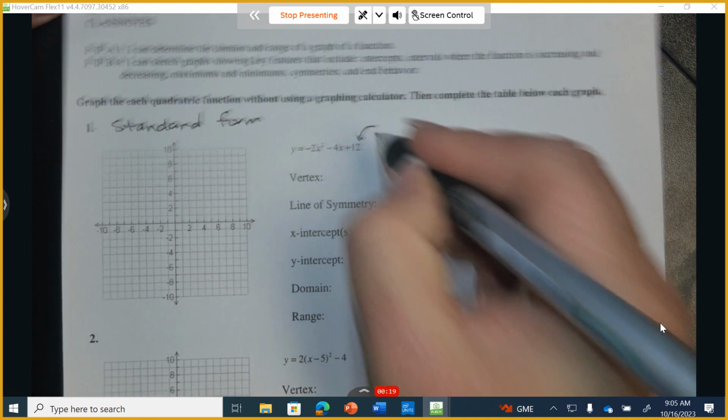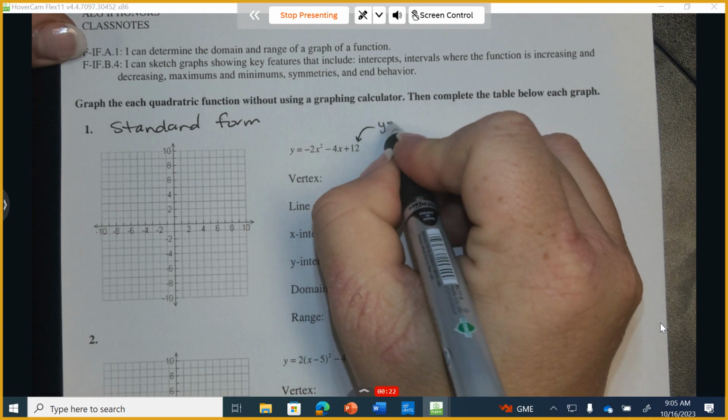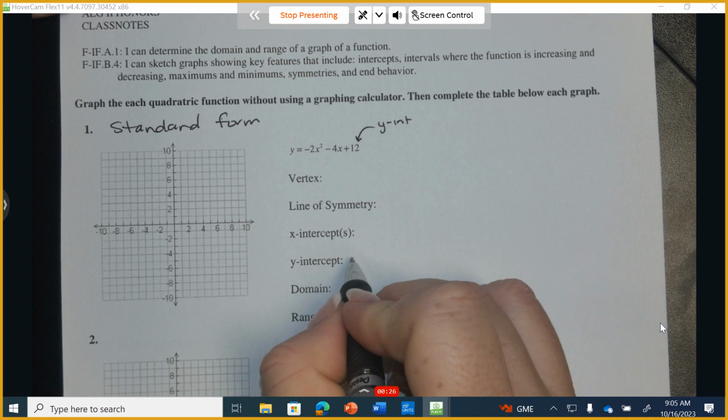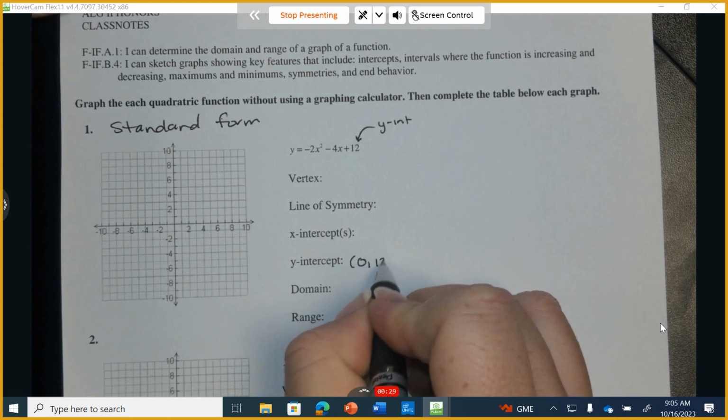Please draw an arrow to the very last number. This always tells us what the y-intercept is. So I know the y-intercept for this problem. I can right away identify it as 0, 12.